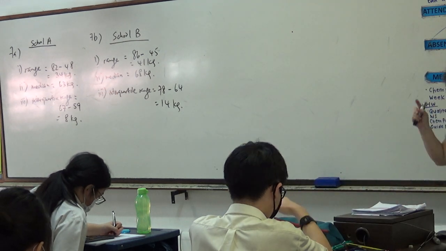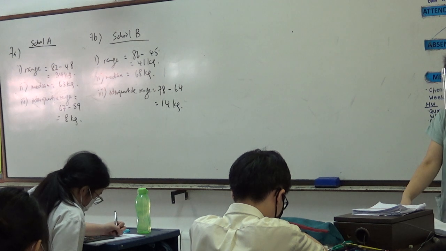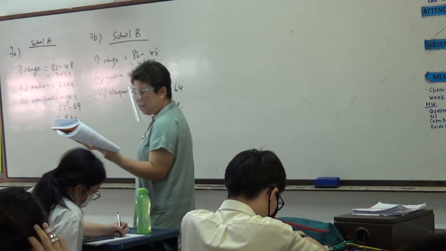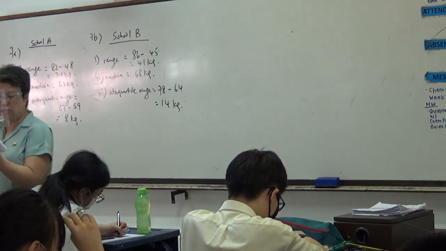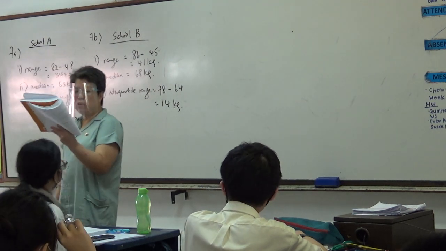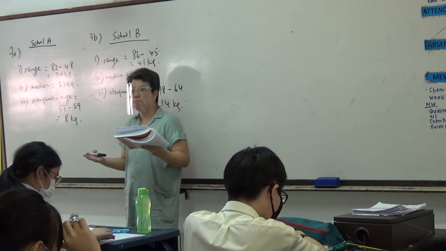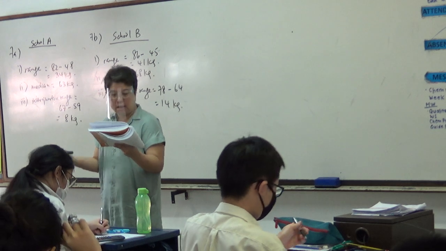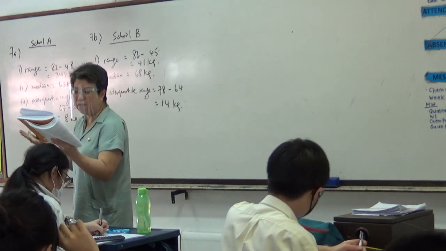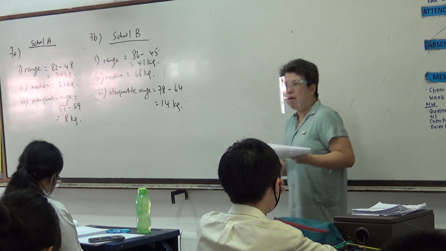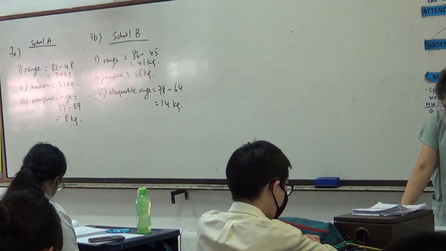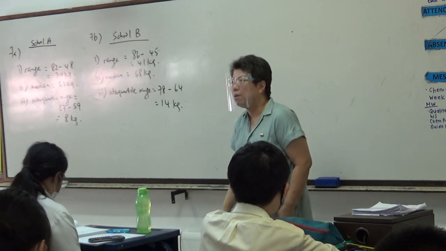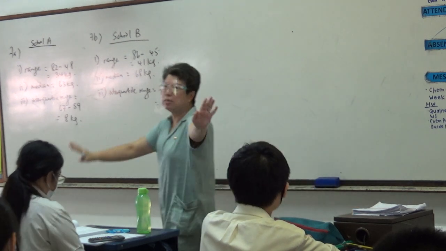Part C. Okay, look at what they say. Students from school B are generally heavier than students from school A. Do you agree with this statement? The answer should be yes, you must agree. Okay, then they say, give a reason for your answer. Now, actually, a very obvious reason is the median of school B is higher than the median of school A.